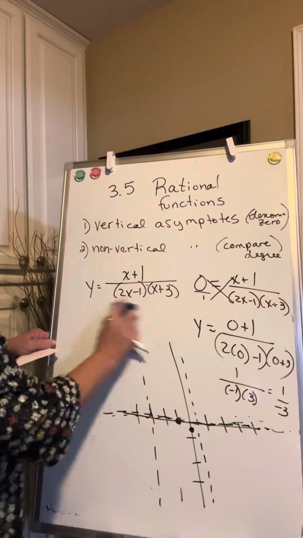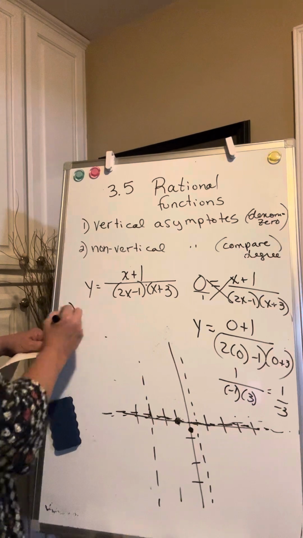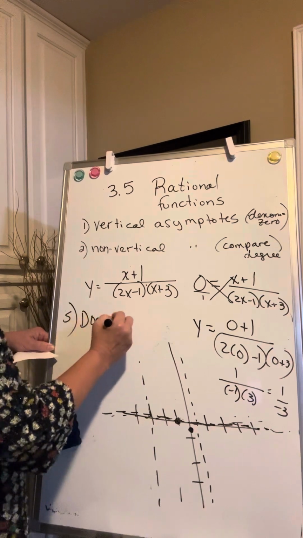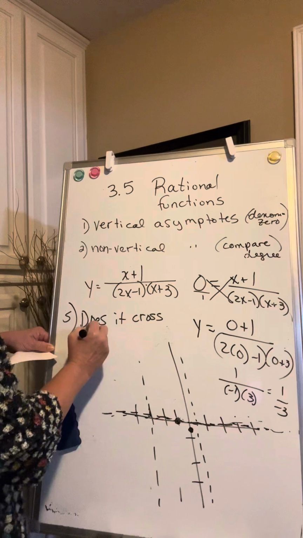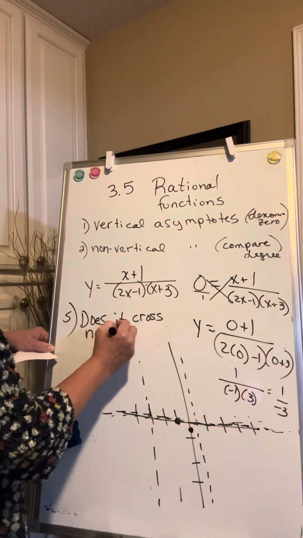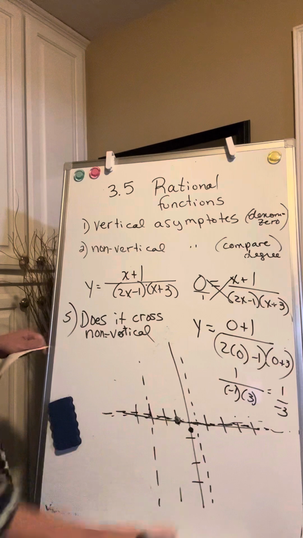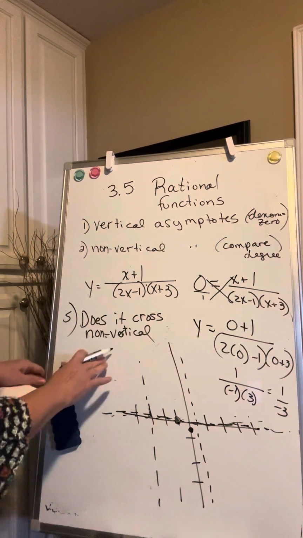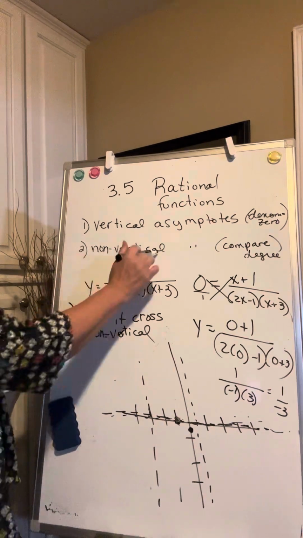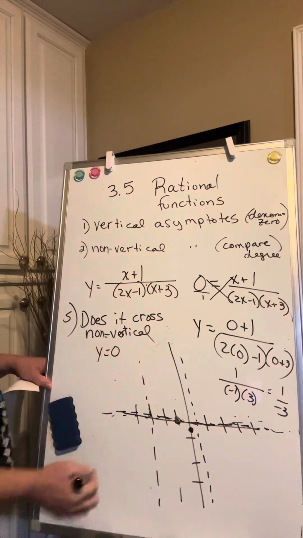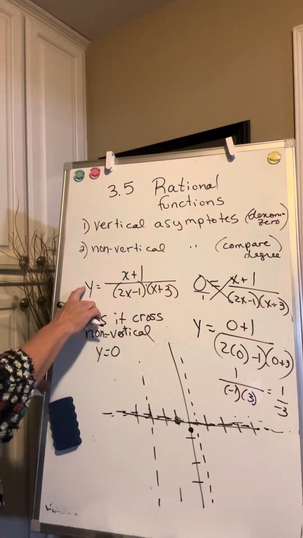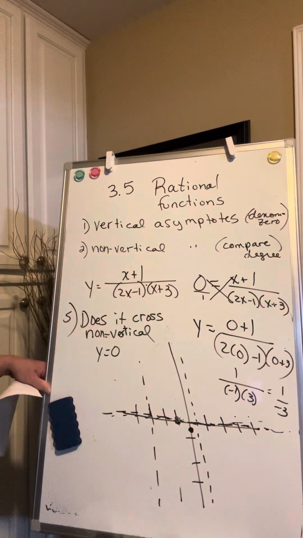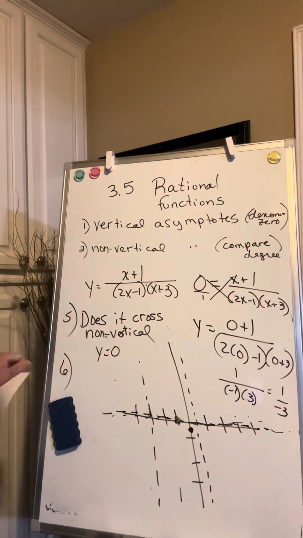It can't cross anymore. Step 5 is, does it cross? We've actually answered that. Does it cross the non-vertical asymptote? You know, you can cross that once. And we have determined that it does. But the way you do that, if we hadn't already found that out this time, is you take the answer you found in step 2, the non-vertical asymptote, which was y equals 0, and plug that in for the y value and see if you're able to solve it and get an x value. And we did that, and we found it to be that point at -1.